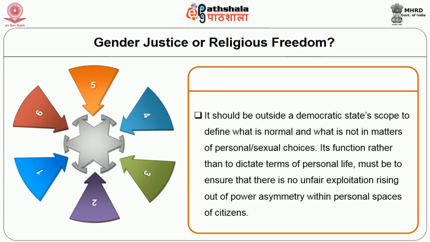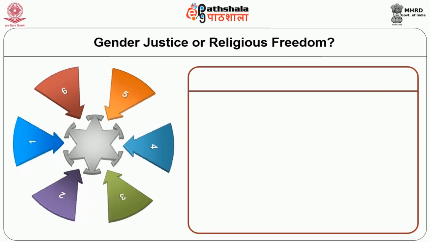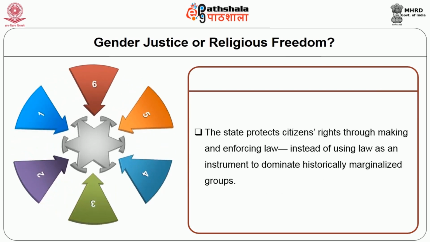It should be outside a democratic state's scope to define what is normal and what is not in matters of personal and sexual choices. Its function, rather than to dictate terms of personal life, must be to ensure that there is no unfair exploitation arising out of power asymmetry within personal spaces of citizens. The state protects citizens' rights through making and enforcing law instead of using law as an instrument to dominate historically marginalized groups.